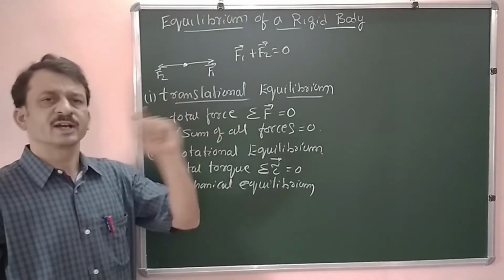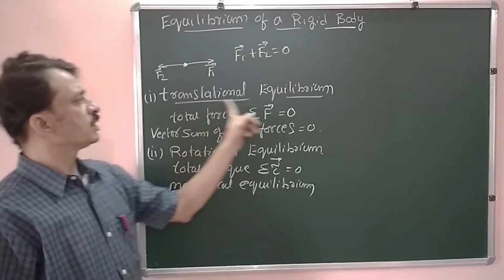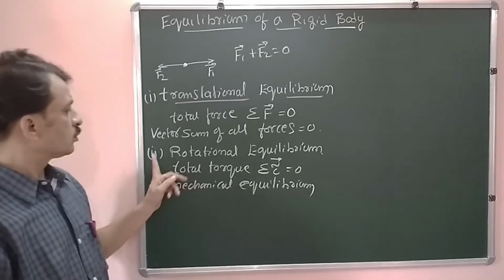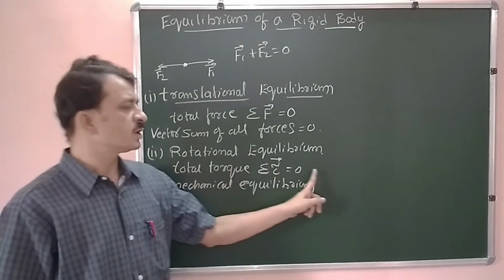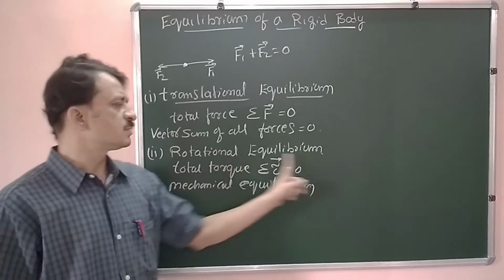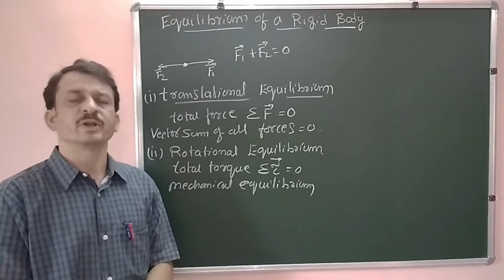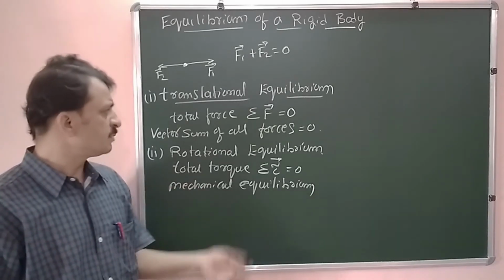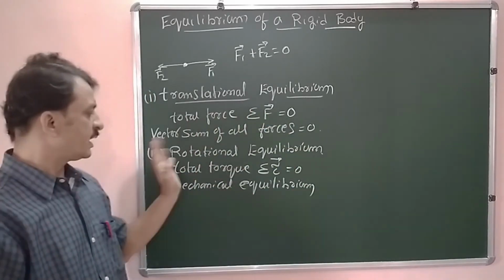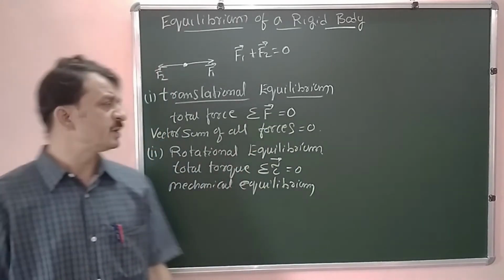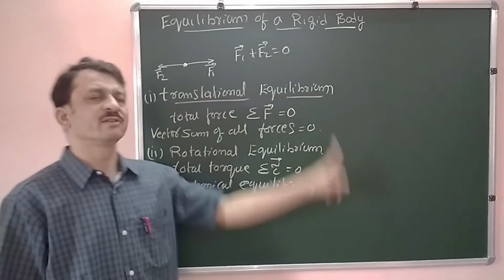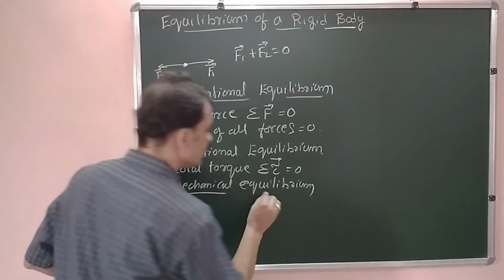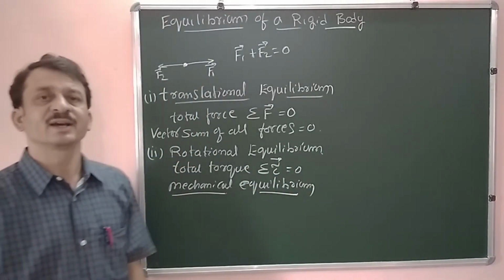If the total force acting on a rigid body is zero, then that rigid body is in translational equilibrium. If the total torque acting on the rigid body is zero, then that rigid body is said to be in rotational equilibrium. If on a rigid body the total force is zero as well as the total torque is also zero, that means the rigid body is in translational equilibrium as well as rotational equilibrium, then that rigid body is said to be in mechanical equilibrium.